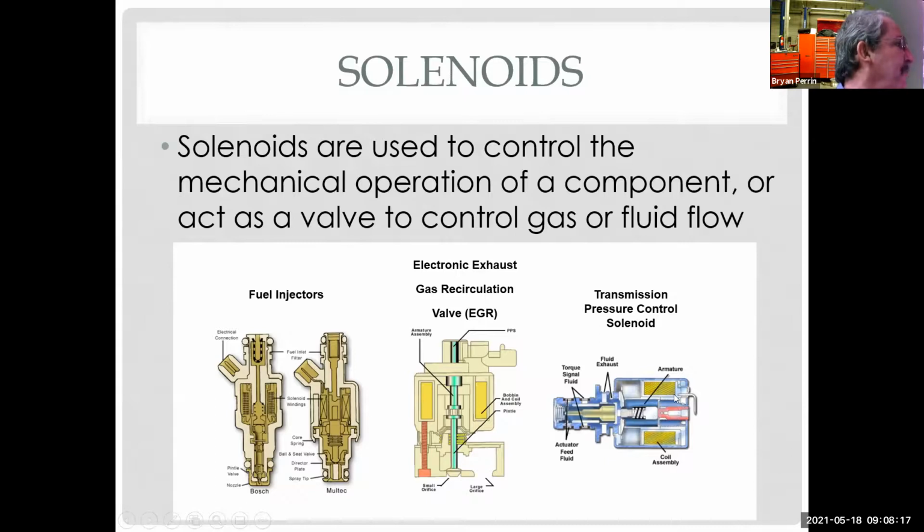Transmission control. So here we're controlling pressure. We also control how we shift. So I can control the amount of pressure by slowly moving this in and out. So these are normally pulse width modulated on transmission pressure control solenoids. The shift solenoids are normally either on, off, or duty cycle controlled. EGR is normally duty cycle controlled. Fuel injectors are pulse width modulated.